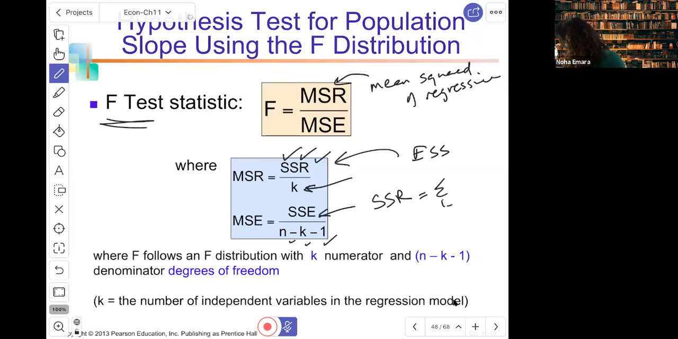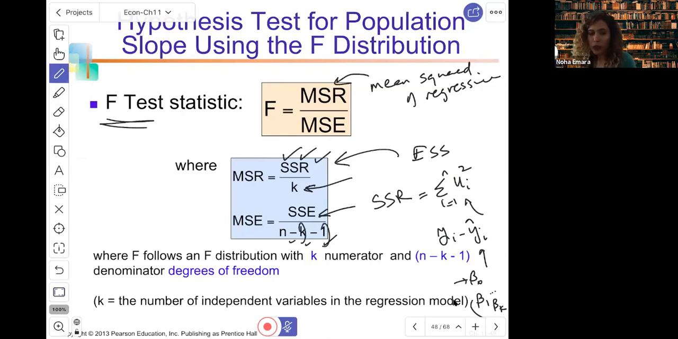It's the sum from i equals 1 to n of the error term squared, that's it. But now when I open this one up, I know that it's made of yi minus yi hat, and I know that this one has beta hat 0, beta hat 1, all the way up to beta hat k. So I do have k plus 1 parameters to be estimated. That's why we have the k and the 1. All right.